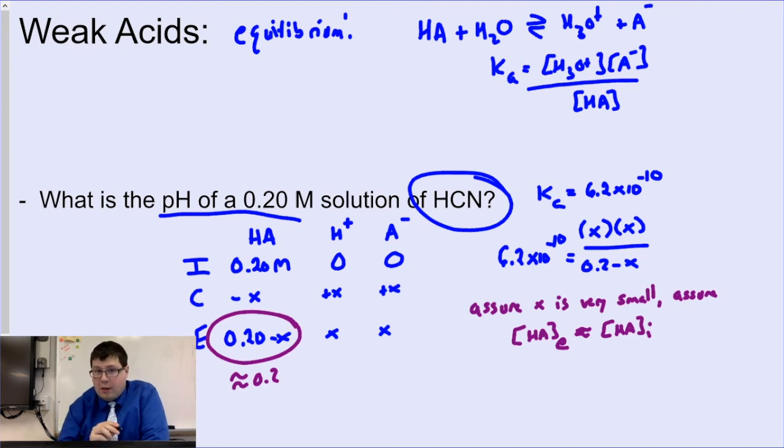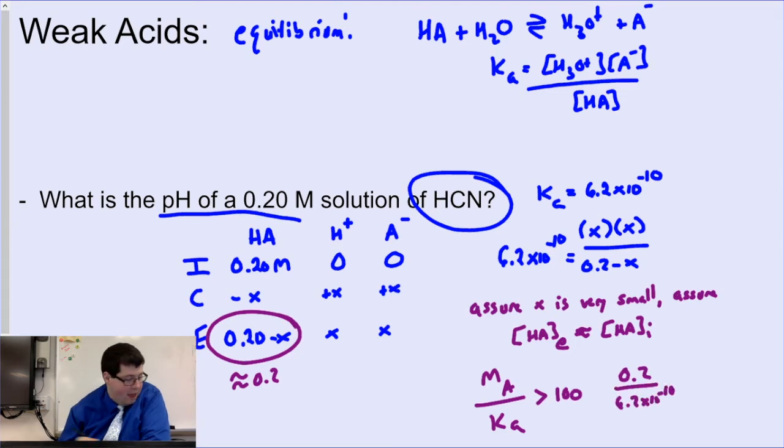Now, in order to do this, we have kind of a criteria or a rule we can use to determine when we can make this what we call small x approximation. We can do this when the concentration of my acid, so the molarity of the acid, divided by the Ka is greater than 100. Essentially, when it's 2 powers of 10 greater than the Ka. Here, I'm going to have 0.2 divided by 6.2 times 10 to the minus 10th. That's a very, very big number, much greater than 100, and so it's okay to make this approximation.